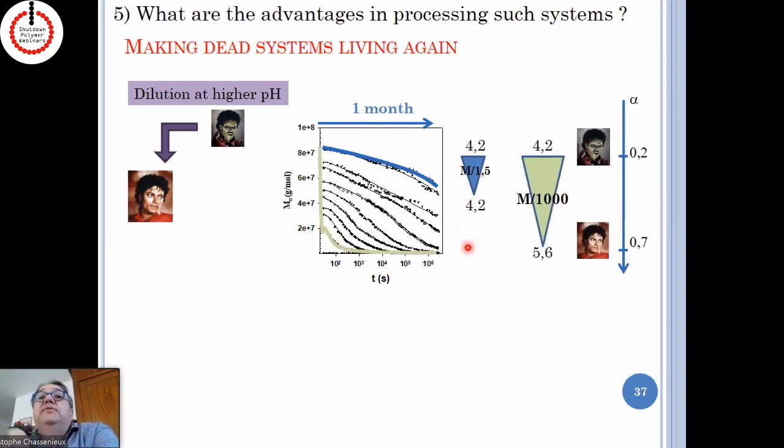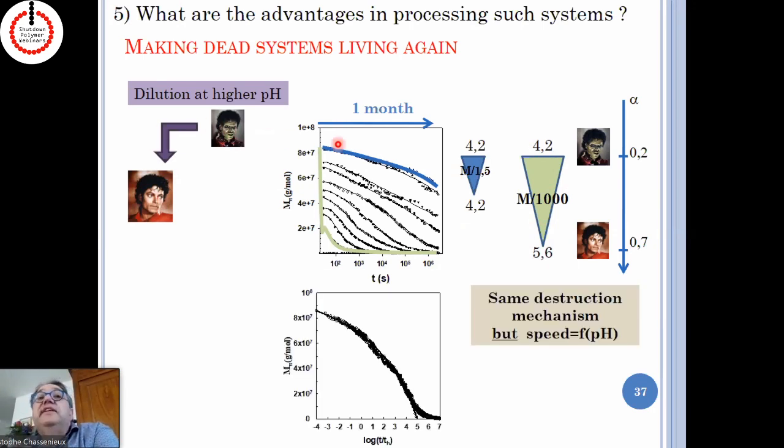But now, if you do exactly the same, you start with a frozen system and you dilute the system to a pH where the system is living. You can see that within 1 month, you start at the same point, but after 1 month, the molecular weight of the system has decreased by 3 orders of magnitude. So you have been able to transform your frozen system by dilution into a living one.